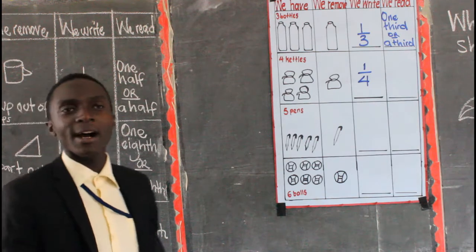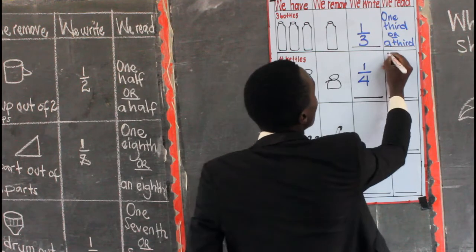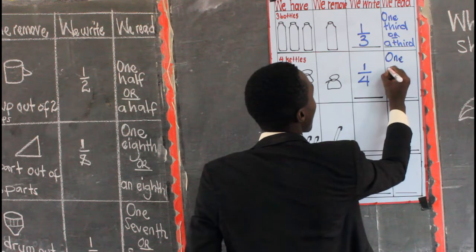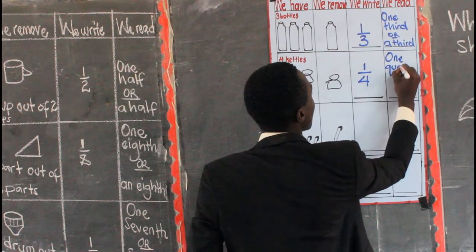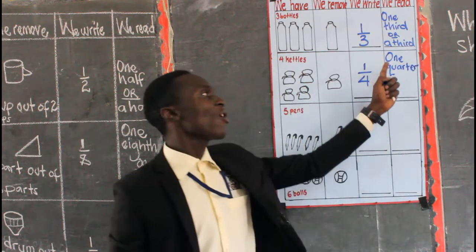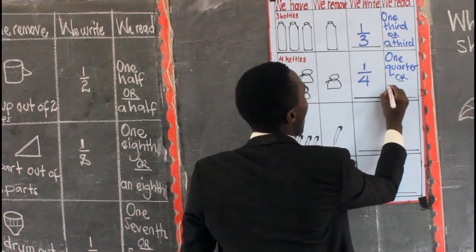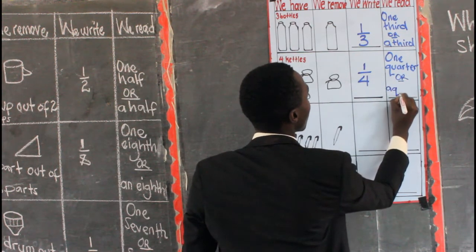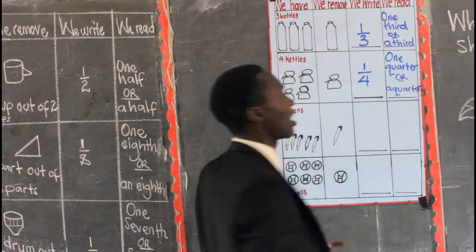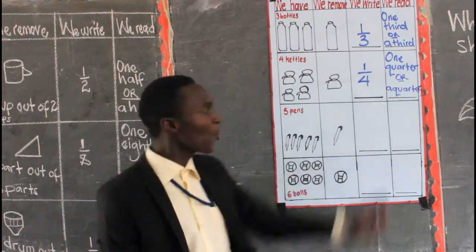How do we read 1 out of 4? We read 1 out of 4 as 1/4. That's how we write it. We say 1/4, or we can say a quarter. That's how we write it. We can say 1/4, or we can say a quarter.